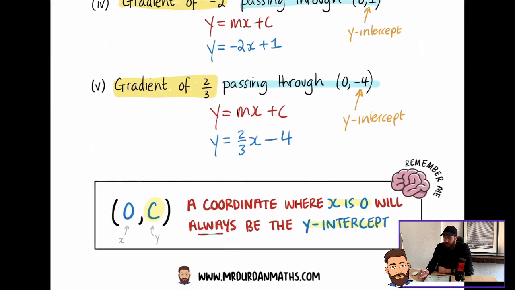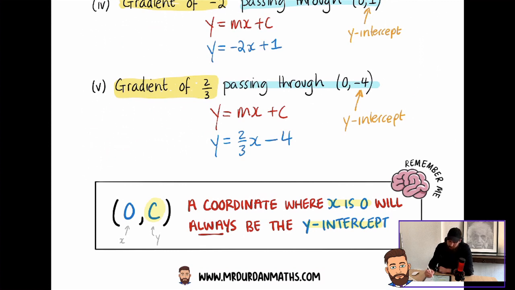Which takes us quite nicely onto this remember me right at the bottom. This is really crucial that students always forget. If you have a coordinate of (0, c), like any number, which I've called c because we know c is the y-intercept, we can say this: a coordinate where x is 0 will always give the y-intercept. So if I had (0, 5), what's the y-intercept? c would be 5. If I had (0, 10), c would be 10, because if x is 0, the y part of that coordinate will always be the y-intercept.